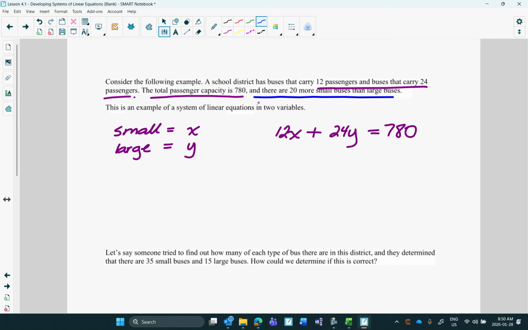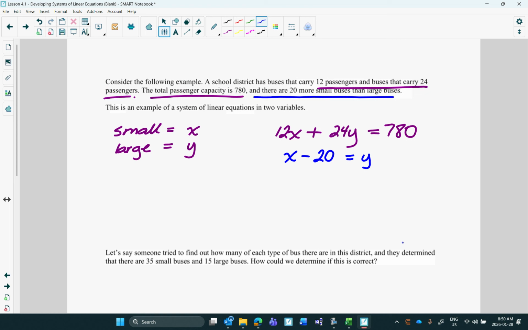This tells me how I can write the second equation in the system. There are 20 more small than large. How would I make that into an equation? Yeah. X minus 20 equals Y. That works. Because there's more small buses, but if I take away 20, I'm going to get the number of large buses. So that would work.